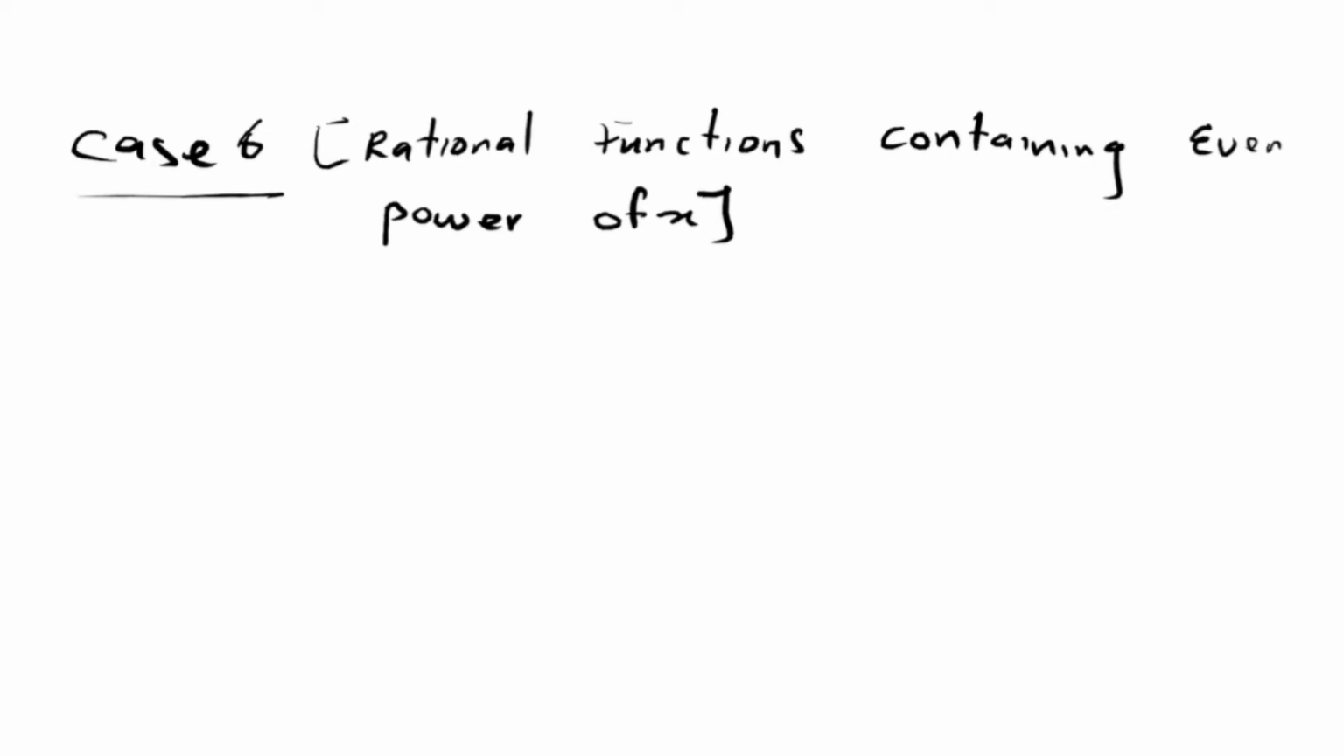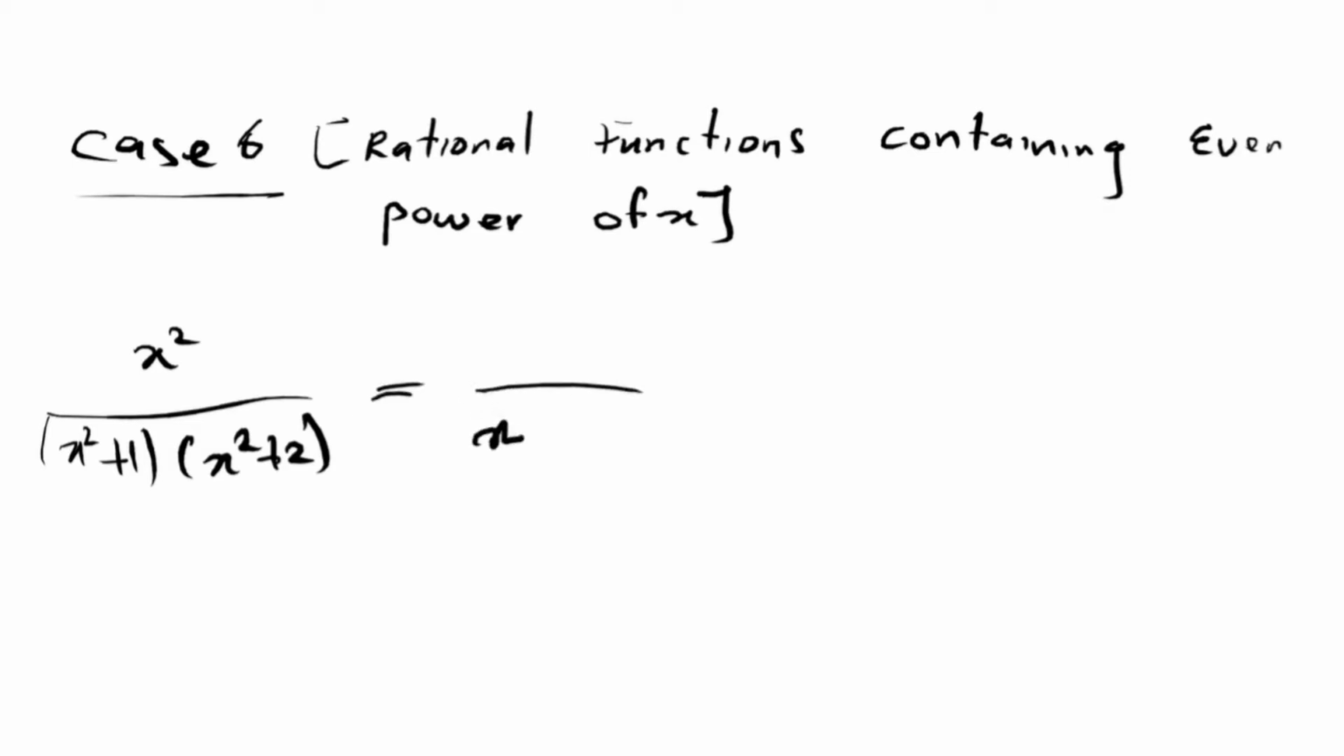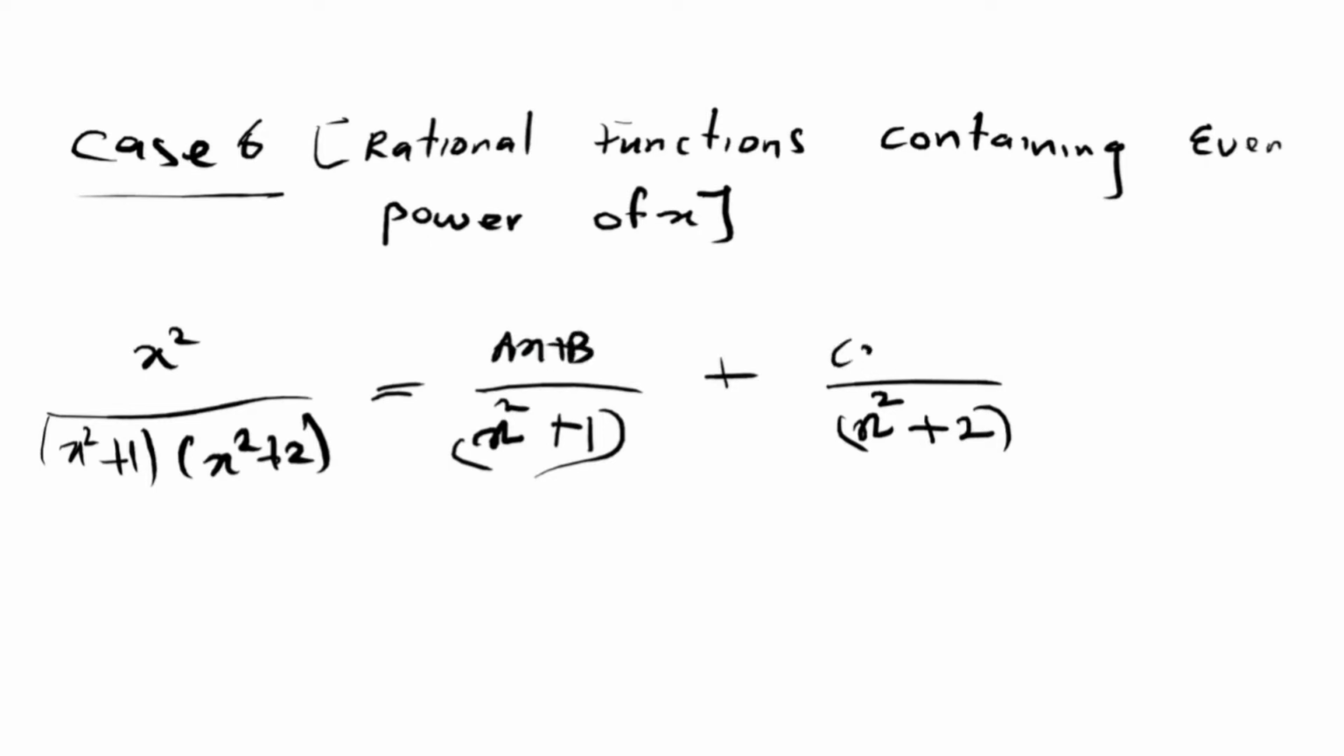Okay, so we'll take this example: over x squared plus 1 times x squared plus 2. If you are not aware of this case, generally what you would do is directly write this as x squared plus 1 plus x squared plus 2, and on the numerator you will be writing ax plus b and cx plus d.